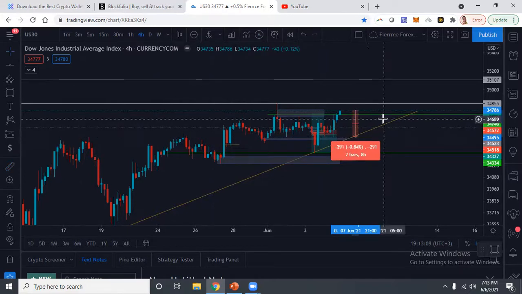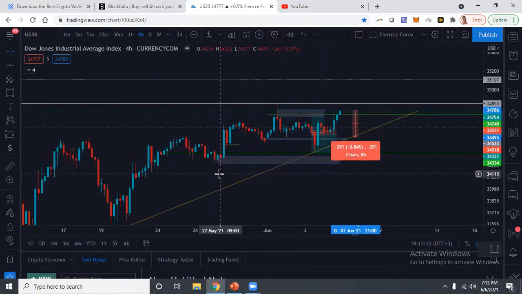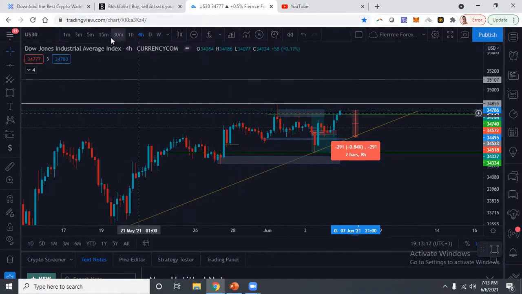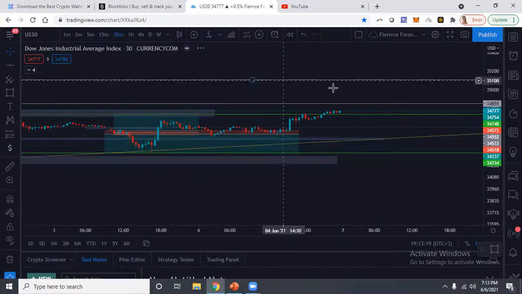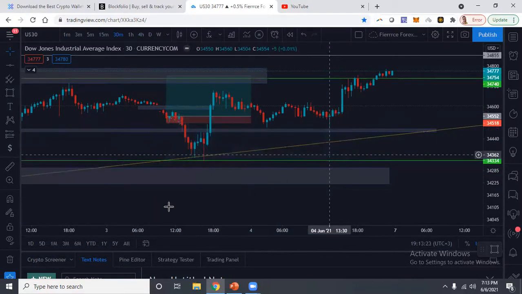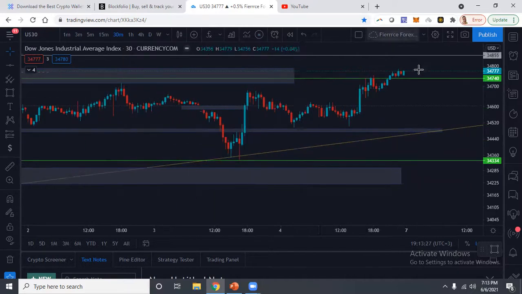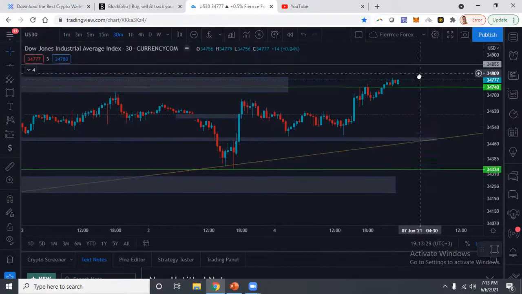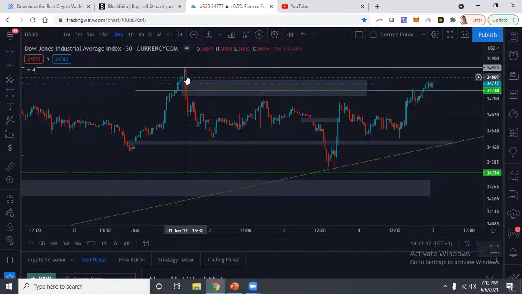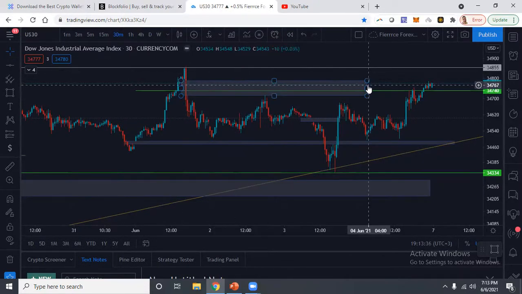Possibly we may continue with the trend, but this level here at 34,337 is an important level. So keep that in mind, even as you take your buys. Let me just clear this. So yeah, we're looking like we're trying to make for the daily high, which is fine. Okay.